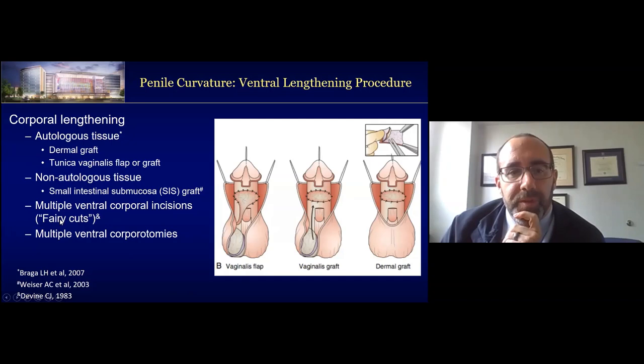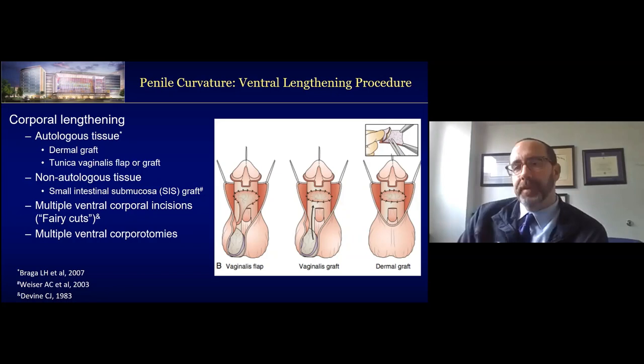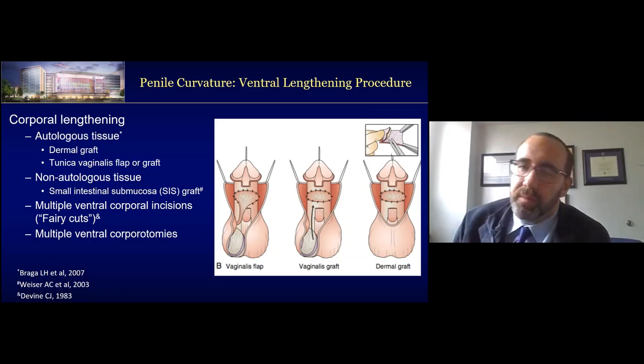There's also ventral corporal incisions, the so-called fairy cuts, where you make multiple transverse incisions, not completely through, but through a decent amount of the tunica albuginea, not to the point where you're getting down to the erectile tissue. You make enough of them, sometimes people describe up to 50 or 100 small incisions, and ultimately that releases the tension on the front of the penis so that the penis is straight.